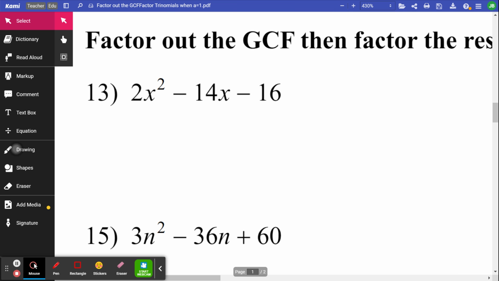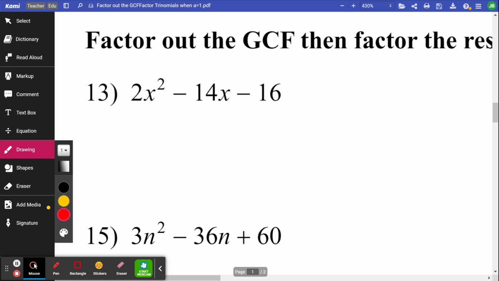Last but not least, down here, you're going to do both. You're going to factor out the greatest common factor. Then you'll have a trinomial left over, and you're going to factor that. So for this first one, the greatest common factor is 2. So factor out your 2. Okay, 2x squared divided by 2 is just x squared. Negative 14x is negative 7x minus 8.